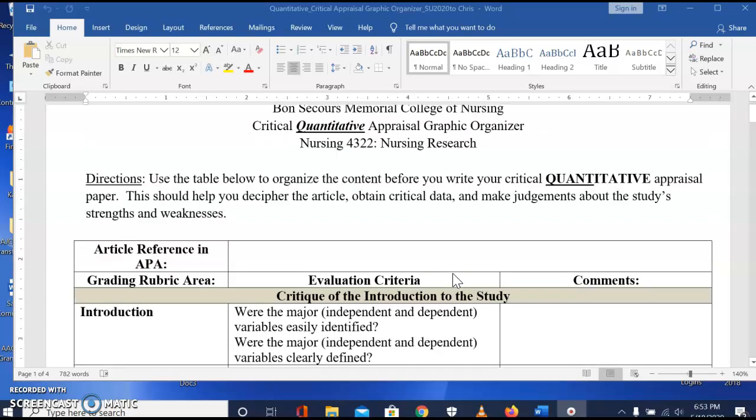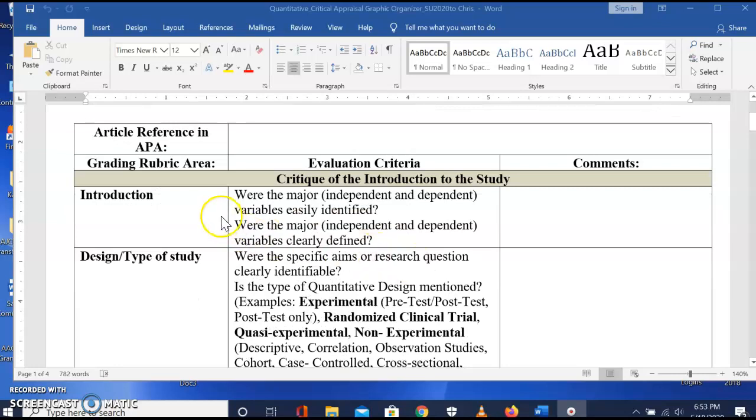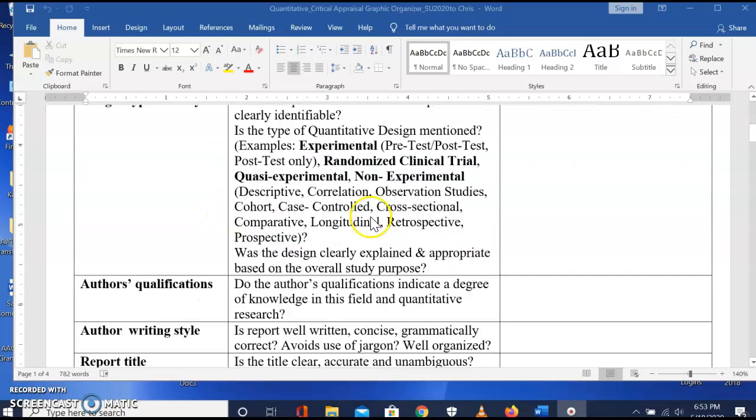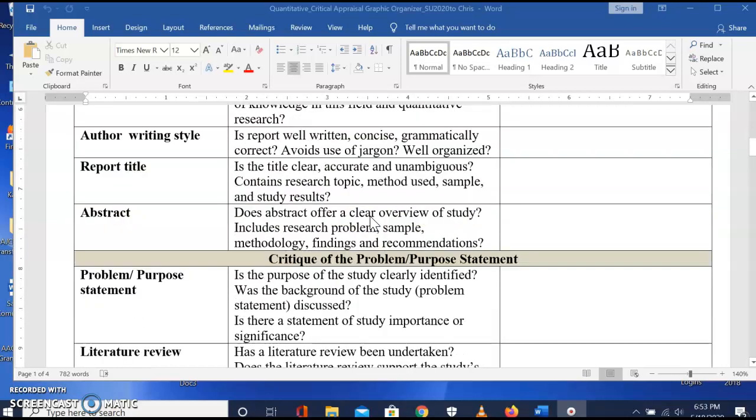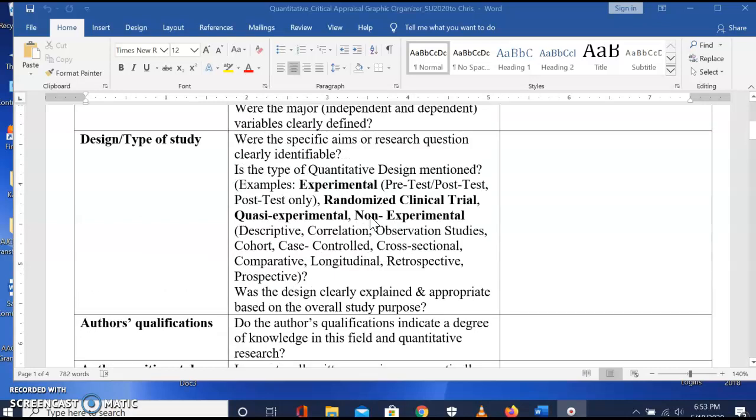Okay, so this is set up exactly like the qualitative graphic organizer with the three columns, and the article and reference you want to put up here in this space so that you know which article you're talking about. And again, the introduction and the problem purpose statement are the two areas in a research article that usually don't have headers, but they're just what you see when you first start reading the article after the abstract.